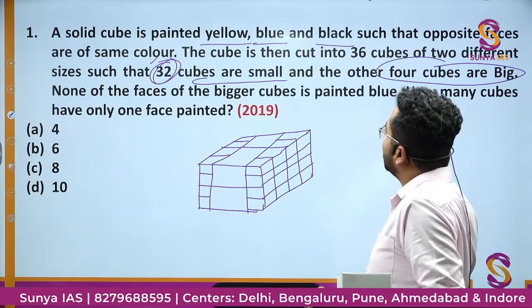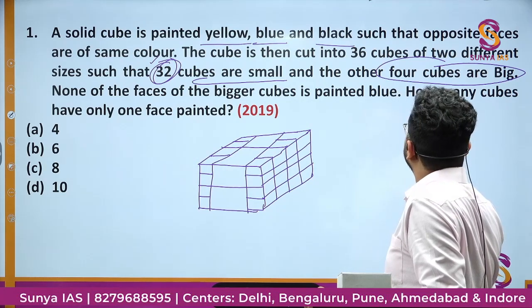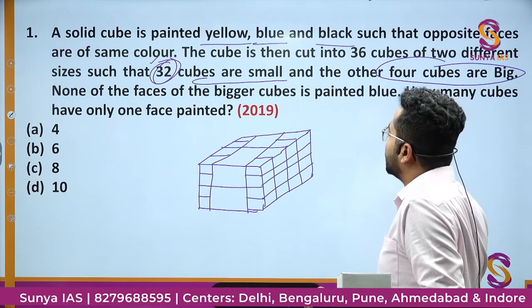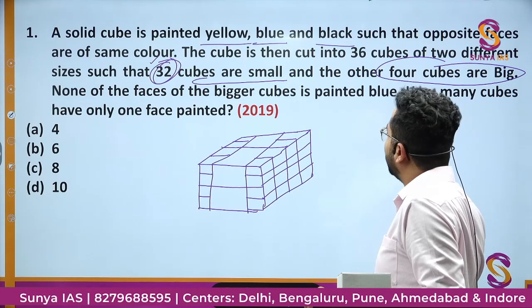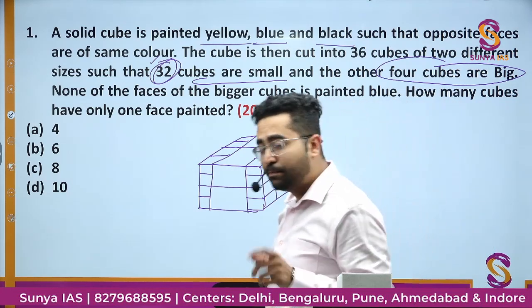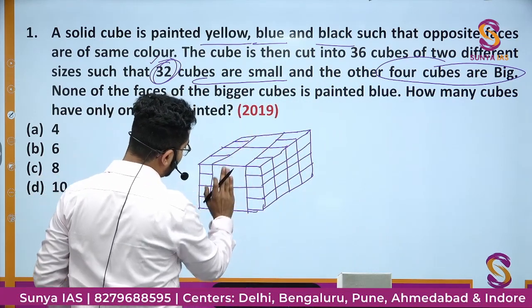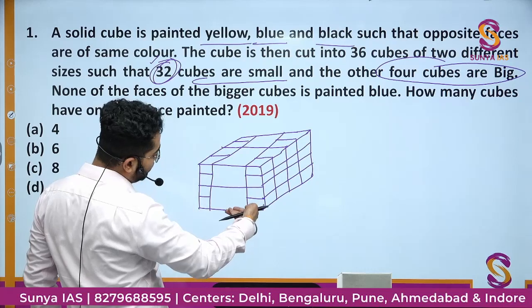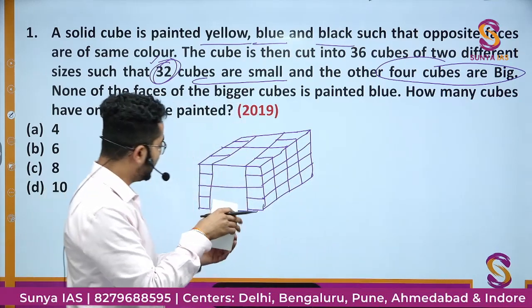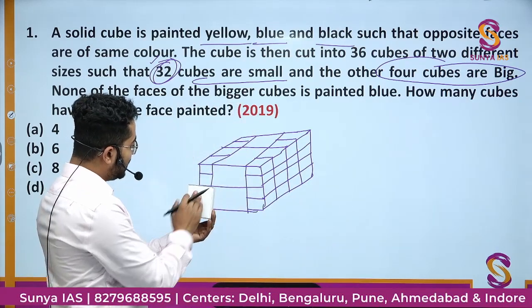Now it is said the cube is going to have 2 different colors. None of the faces of the bigger cube is painted blue. That means blue cannot be used where? Blue cannot be used on this face, not on this face, not on the bottom face. If this is there, then here also not, here also not.